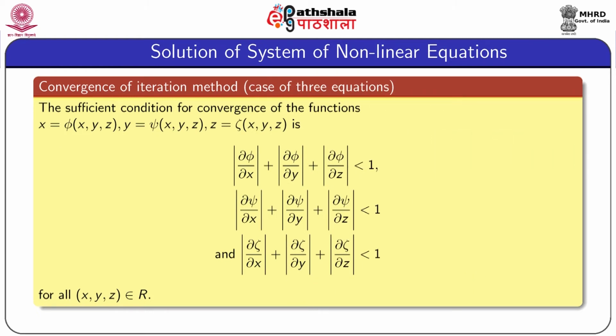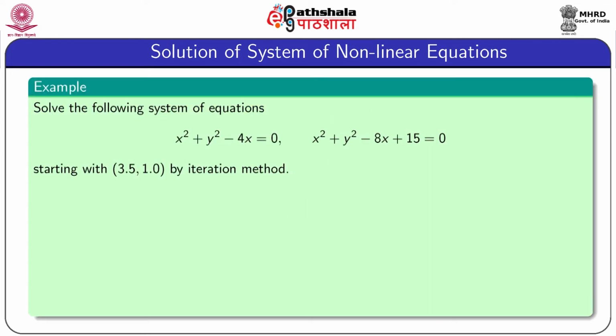In case of 3 variables, the sufficient condition for convergence of the functions x equal to phi(x, y, z), y equal to psi(x, y, z) and z equal to zeta(x, y, z) is that the absolute value of the first derivative of phi with respect to x plus the absolute value of the derivative of phi with respect to y plus the absolute value of the derivative of phi with respect to z is less than 1. Similarly, the condition is true for the other functions psi and zeta, and this condition must be satisfied for all values of x, y, z within the region R.